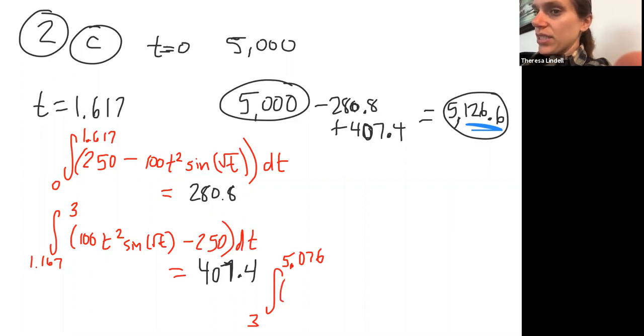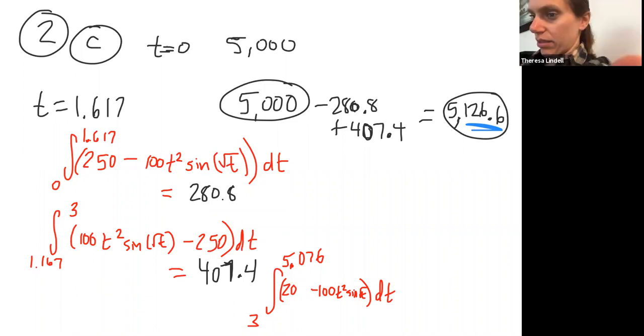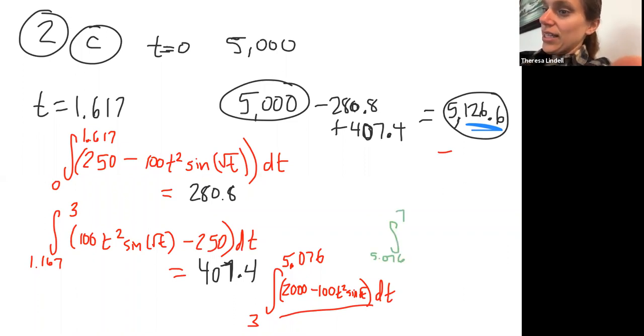Which would, now this time, what's actually on top this time? The 100t squared sine root t is actually on bottom. But if you look at your graph, what's actually on top between 3 and 5? The, oh, would it be the 2,000, not 250? Yeah, exactly. So you could type this in and we're going to figure out what we have to subtract again. And then we're going to have to set up one more integral, which is the integral from 5.076 to 7, and the 100t squared root t, sine root t, minus the 2,000 will be this integral.